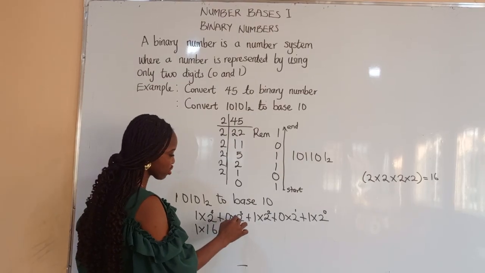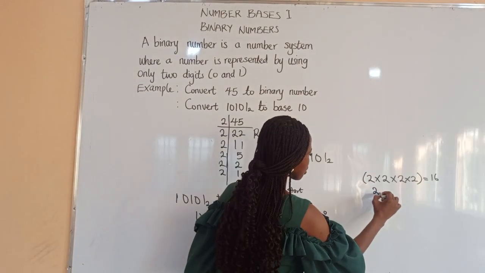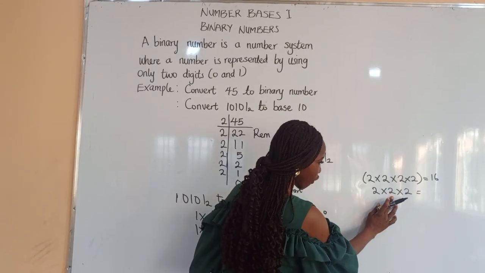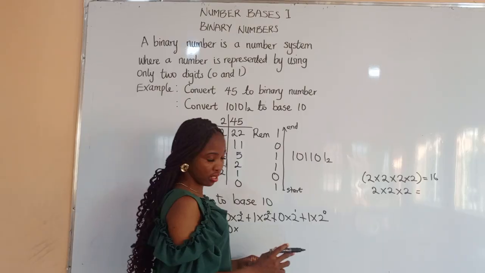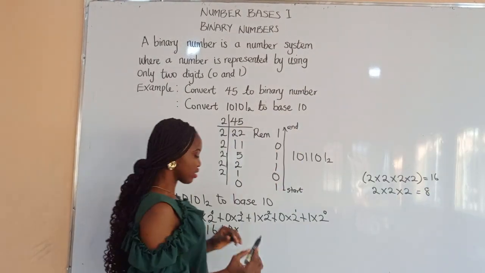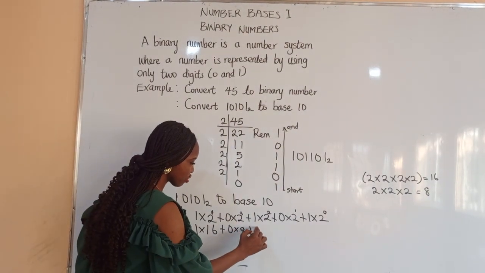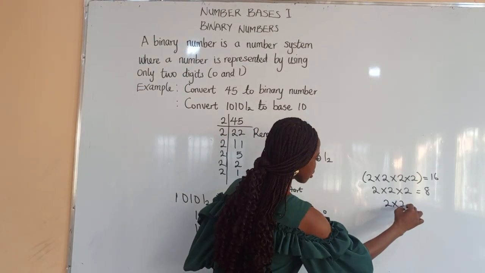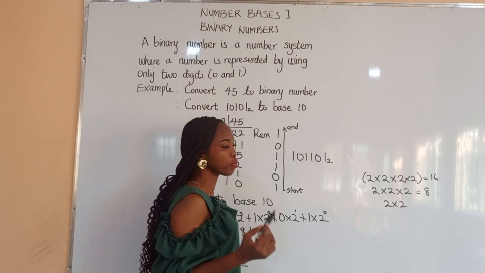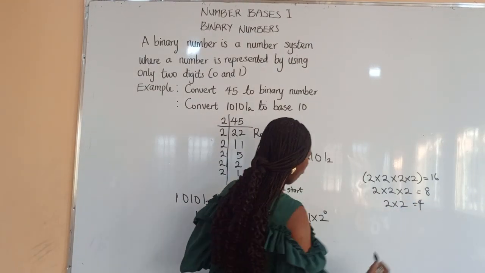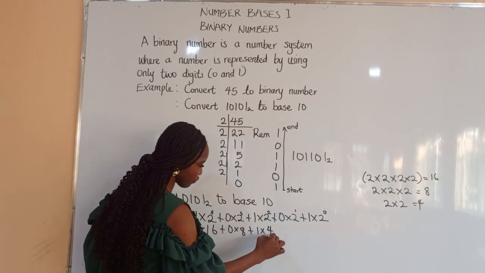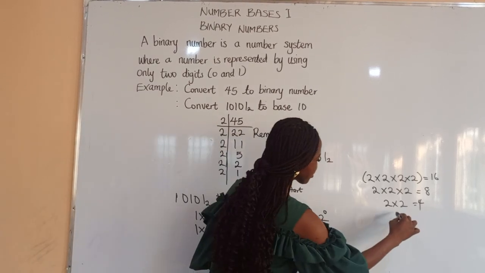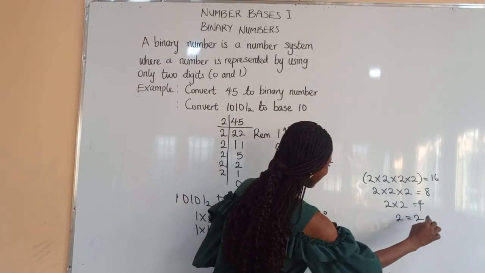Now 0 times 2 raised to the power of 3. 2 in 3 places, which is 2 times 2, 4. 4 times 2 is 8. So we're going to write our 8. 2 raised to the power of 2. Again, 2 times 2. 2 raised to the power of 2 means 2 in 2 places. 2 times 2 is 4. So I'm going to write my 4. 2 raised to the power of 1. It means 2 in 1 place. So it's just 2.